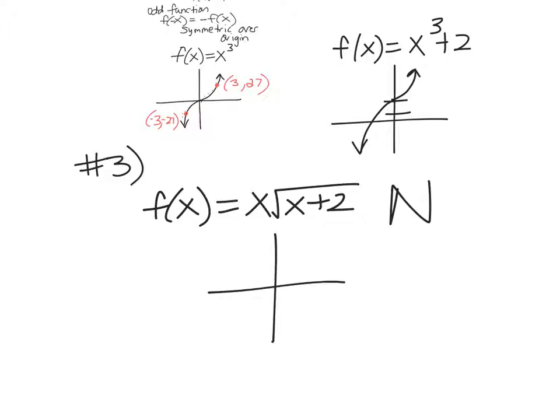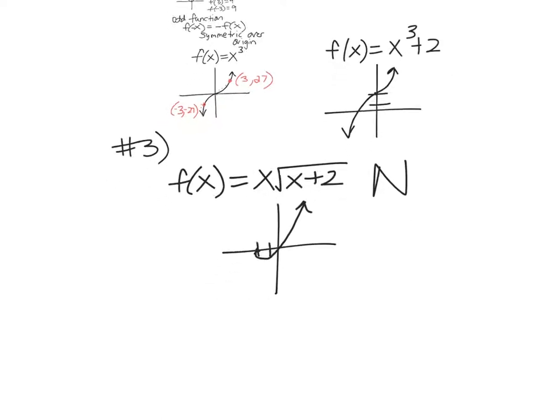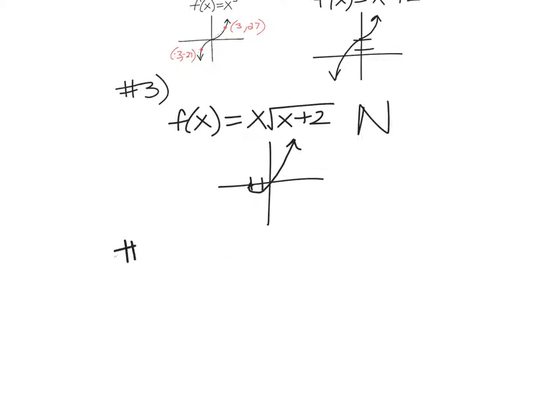So this one started over here at -2, and it dipped down. It went through 0, and it looked like that. But it doesn't go up. So that was a neither. It's kind of boring. Let's try number 4, another one.